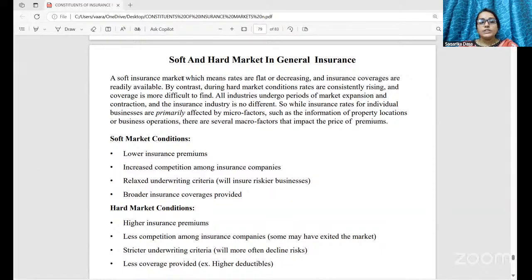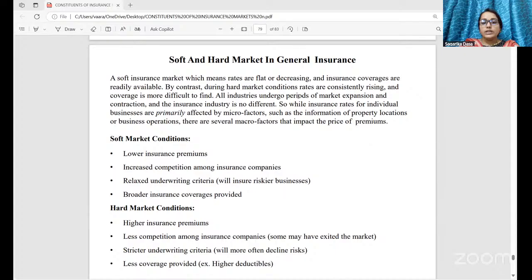A soft insurance market means rates are flat or decreasing and the insurance coverage is readily available. So in a soft insurance market, the rates will be less or decreasing in nature and the coverage is also readily available. By contrast, when it comes to hard market conditions, the rates are consistently rising and the coverage is more difficult to find. So in this case, the rates will be increasing in nature and the coverage is more difficult to find.